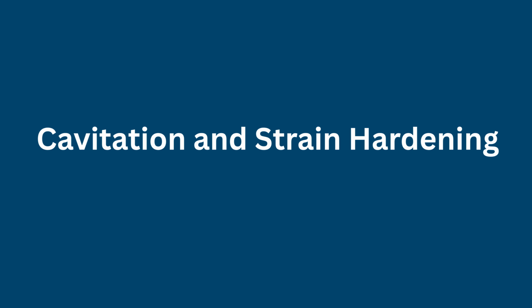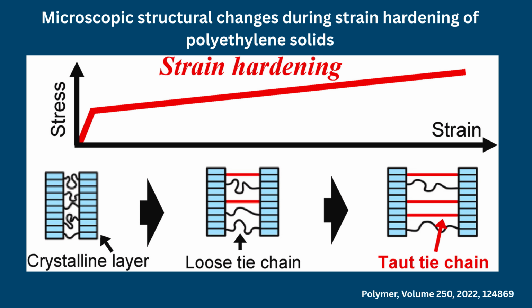Cavitation and strain hardening. Cavitation is the formation of microscopic voids during tensile deformation, usually within or near amorphous interlamellar regions. Void formation can produce visible strain whitening and can either accommodate deformation or accelerate failure depending on the surrounding molecular network. During continued deformation, crystalline lamellae can slip, rotate, fragment, and become highly oriented. The resulting fibrillar structure supports increasing loads and produces strain hardening.